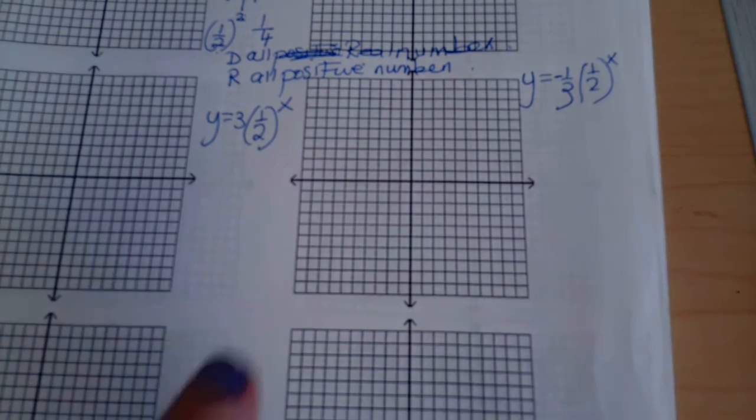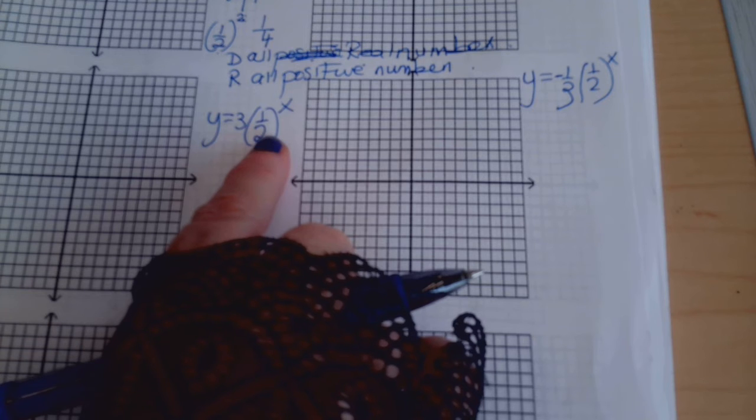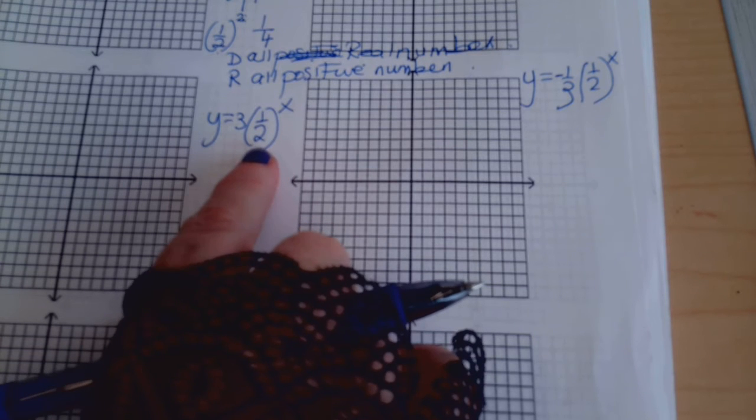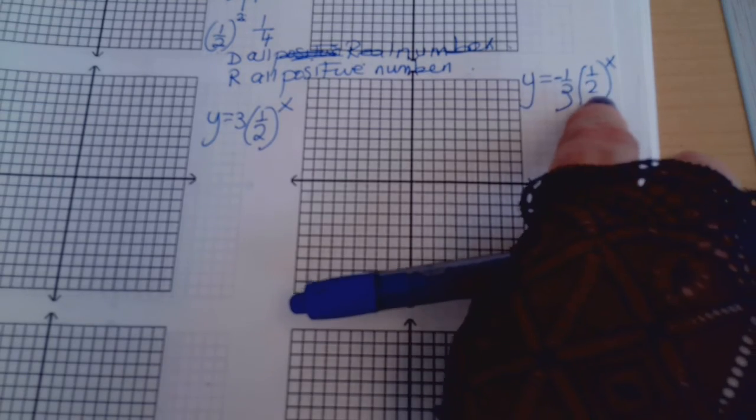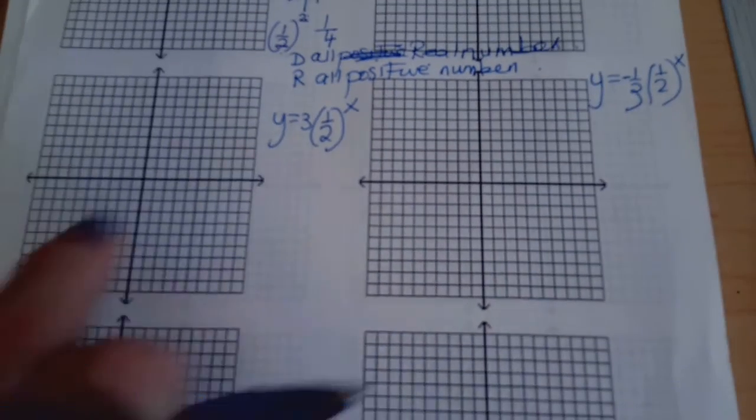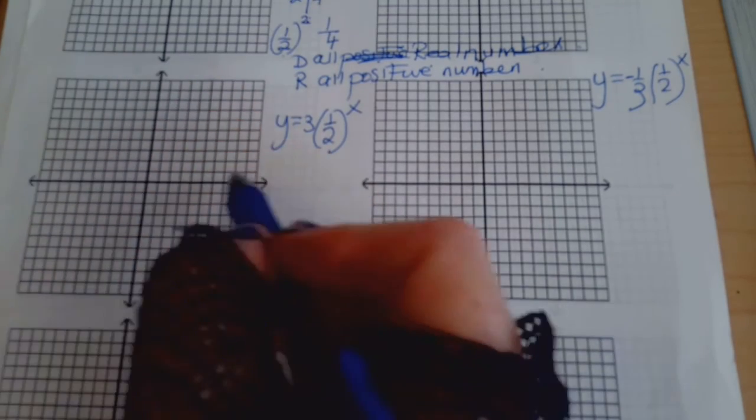Okay, so we've got a 3, which is positive, and you've got a decay function because 1/2 is less than 1. Then here I have a negative 1/3, and I have a decay function. But let's look at what a positive and a negative is going to produce. So a positive, you should know, is going to come down like this.